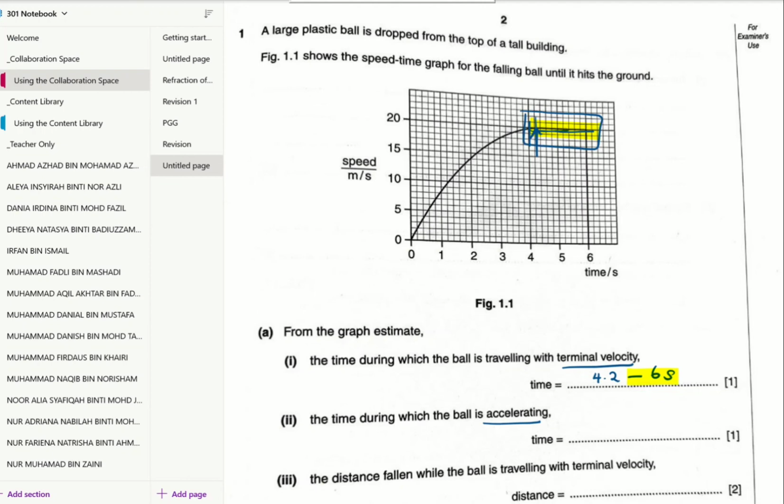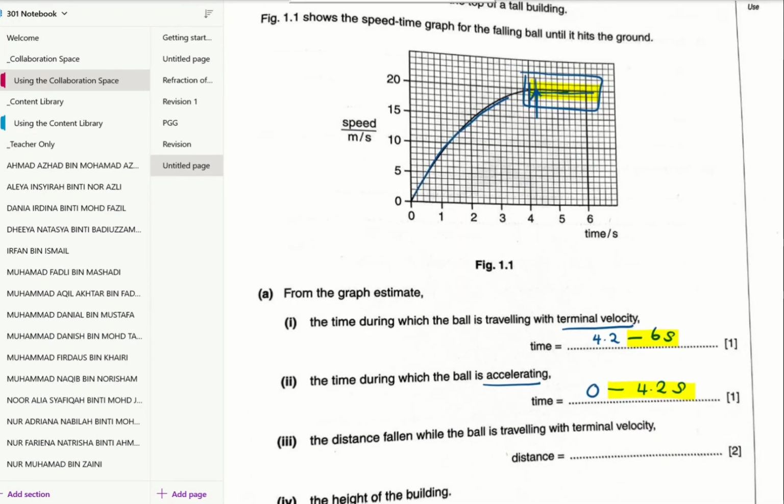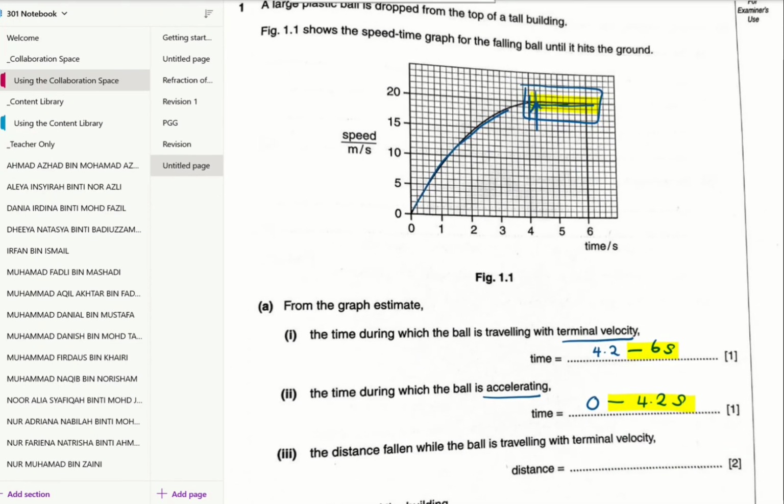Okay, which one? Accelerating. So, okay, this part. So you see the increment of speed. So it starts from 0 until 4.2 seconds. Now A3, the distance fallen while the ball is traveling with terminal velocity.